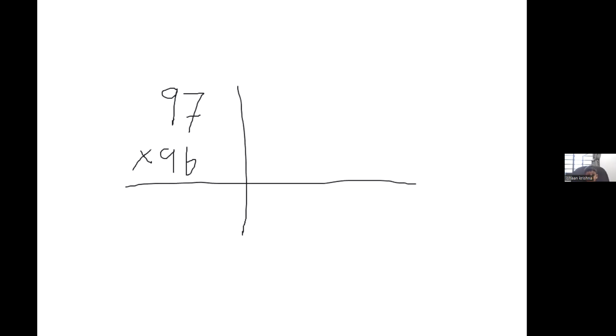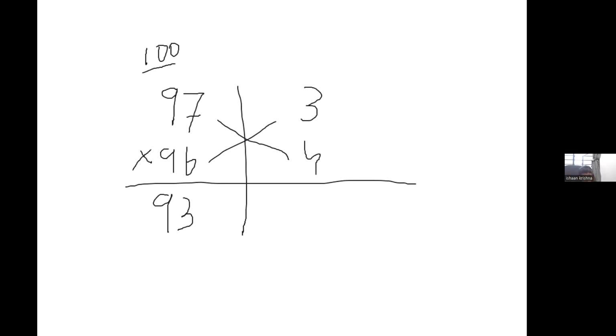So our first problem is 97 times 96. First, make a line in between. Now, our base number is 100. We know that. Now, we subtract 100 minus 97, which is 3, 100 minus 96, which is 4. 96 minus 3 is 93, 97 minus 4 is 93. So we write 93 over here. Now, we multiply these, 12. There should be only two digits. And it is two digits. So we've got an answer, 9312. Check it with your answer.